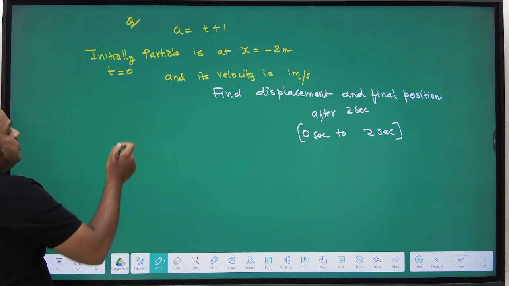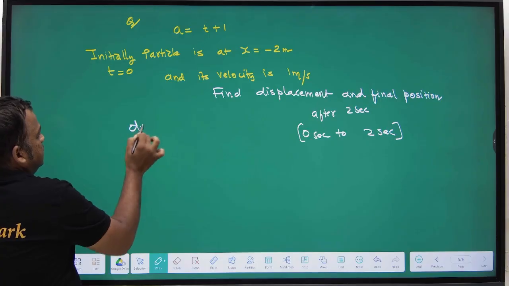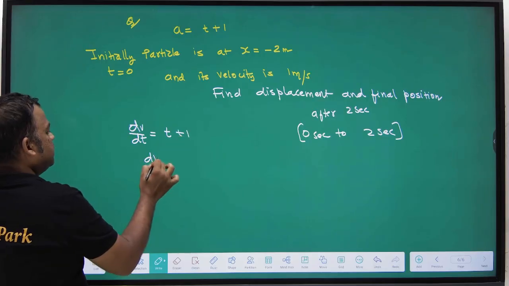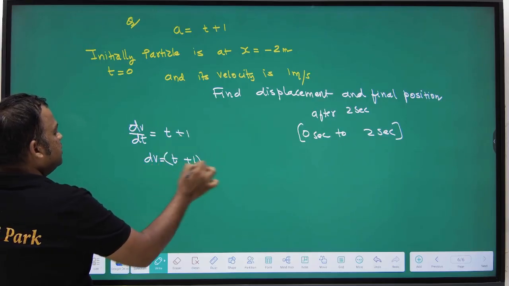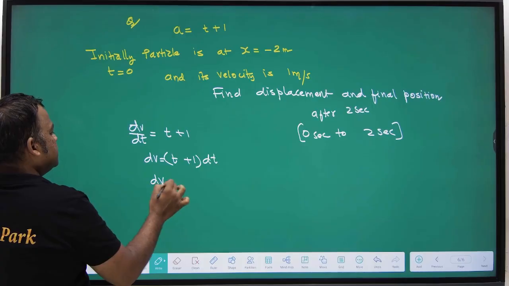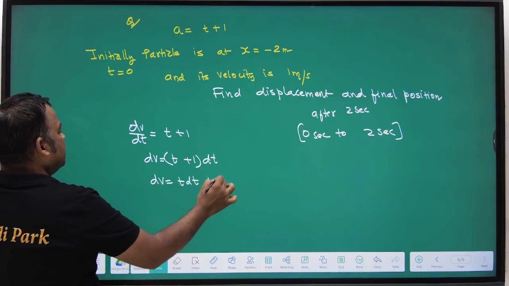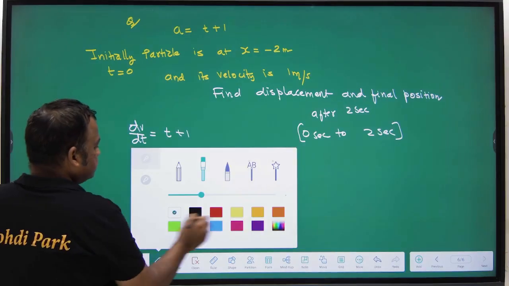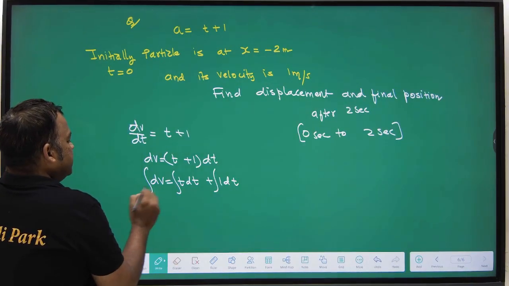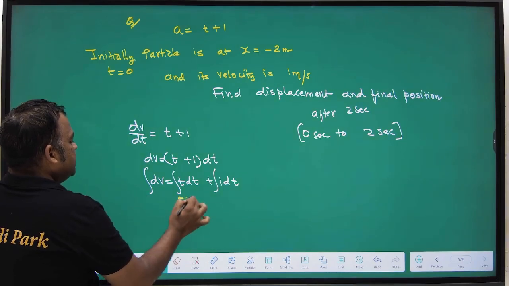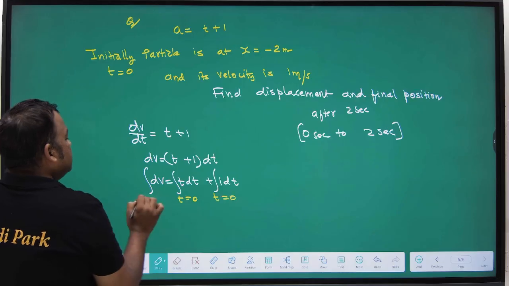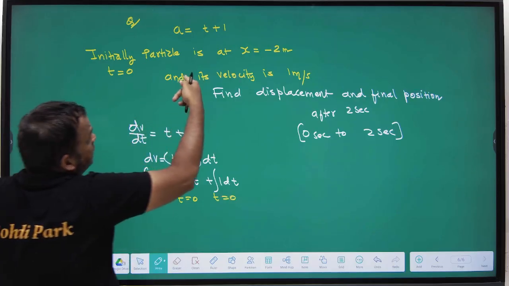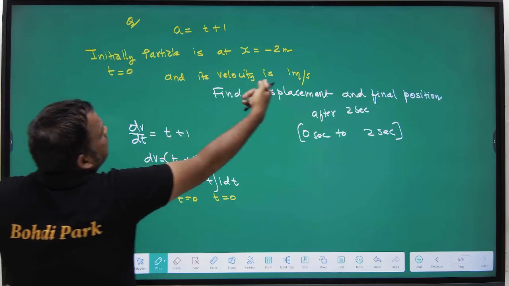So we will start with dv by dt. Dv by dt is equal to t plus 1. So dv is equal to t plus 1 dt. So dv is equal to t dt plus 1 dt. Now integrate on both sides. Specifically, you have to consider limit. When time is 0, the velocity is not 0 here. You have to read the question carefully. When time is 0, the velocity is 1.